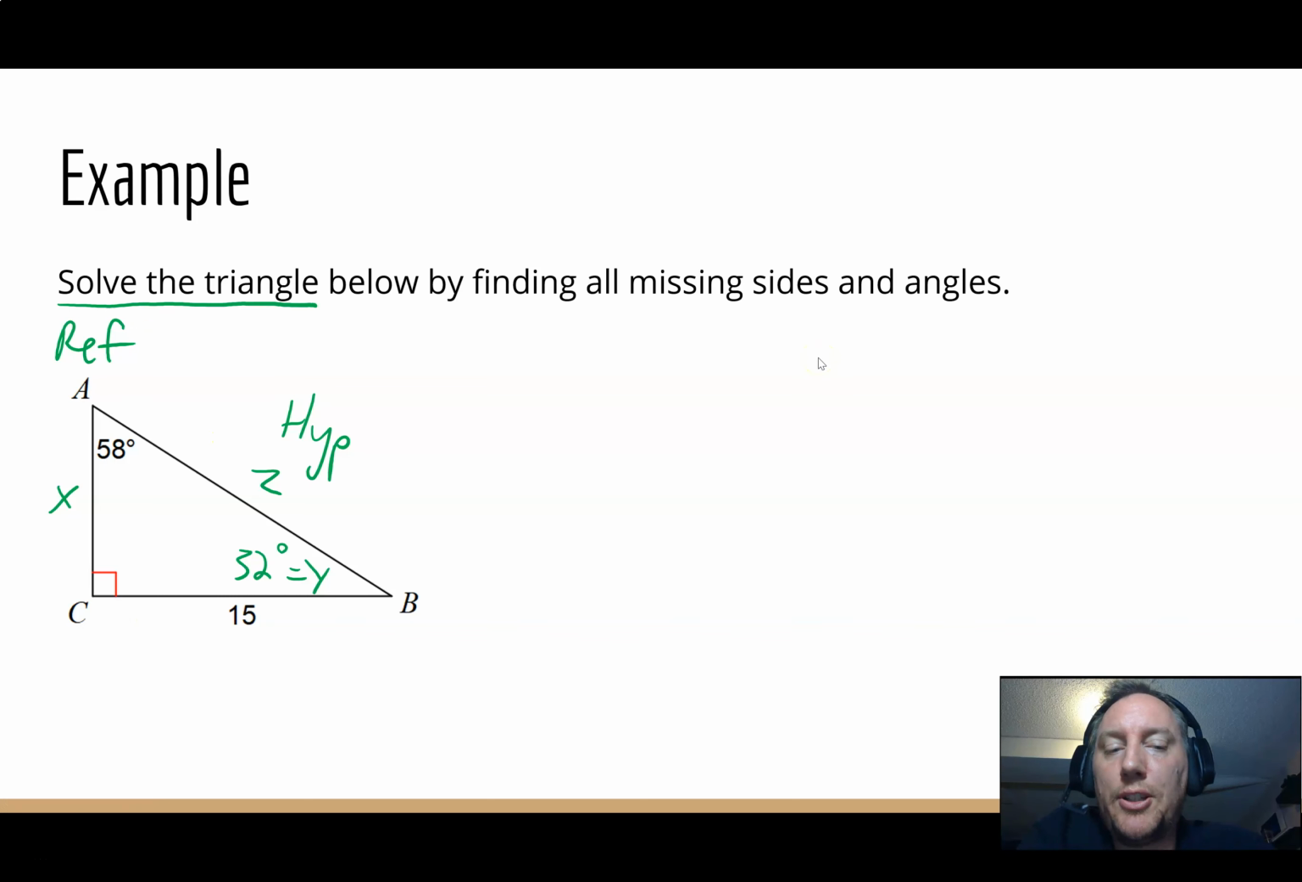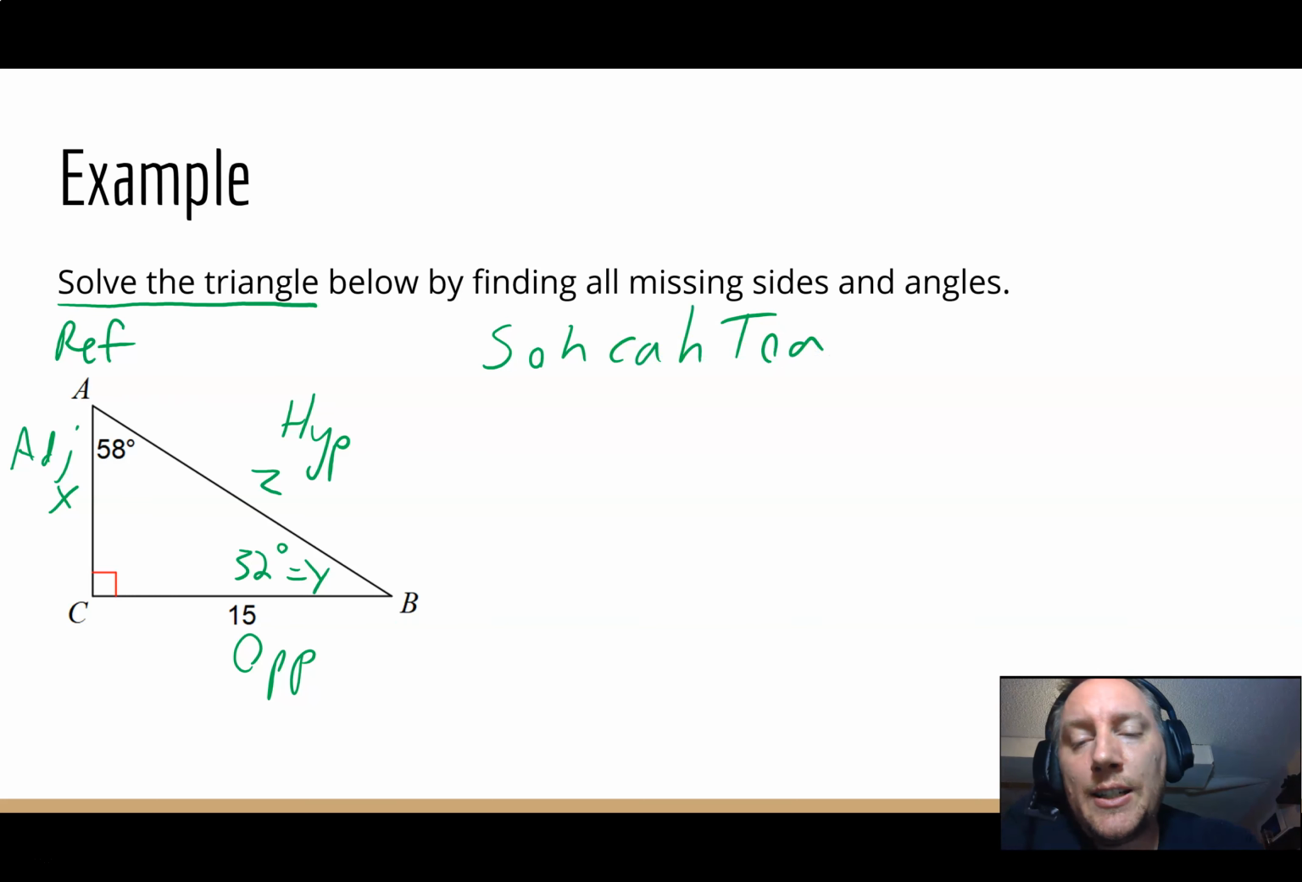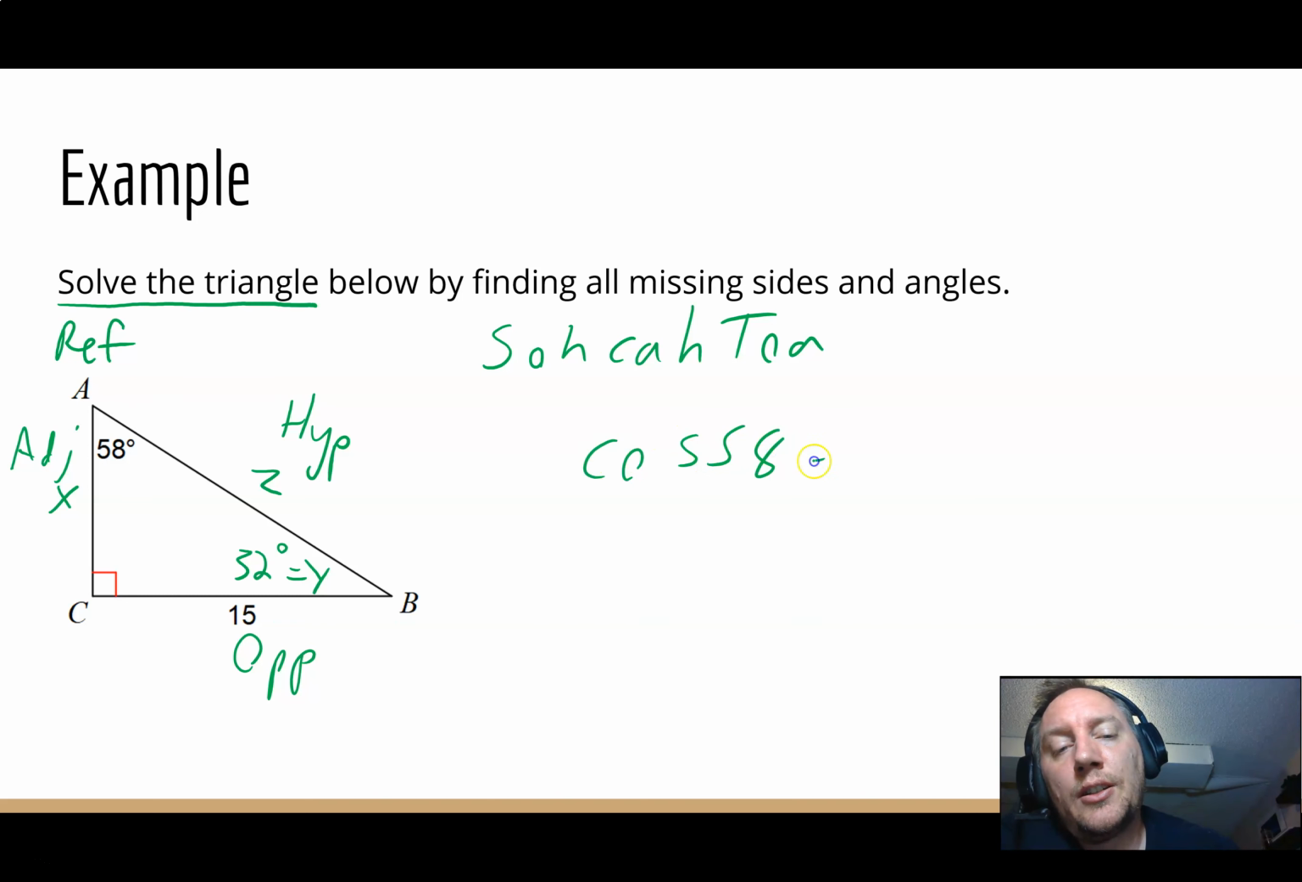So if A is my reference, Z is my hypotenuse, let me get my pen back. That means 15 is my opposite, X is my adjacent. Now, in this case, I care about the adjacent, the hypotenuse, and the opposite, just not adjacent and hypotenuse at the same time. So if we think SOHCAHTOA, cosine with adjacent and hypotenuse both at the same time is going to be a bad time because cosine 58 equals adjacent over hypotenuse, x over z. That's not solvable, okay? You can't have two variables in an equation to solve it.